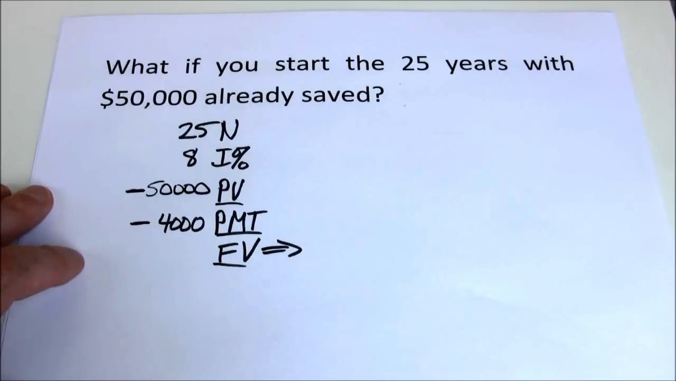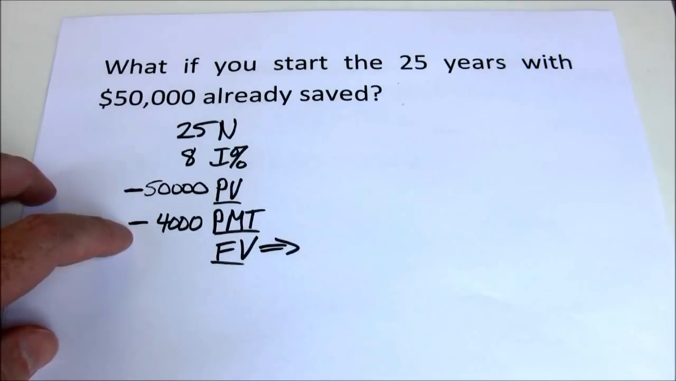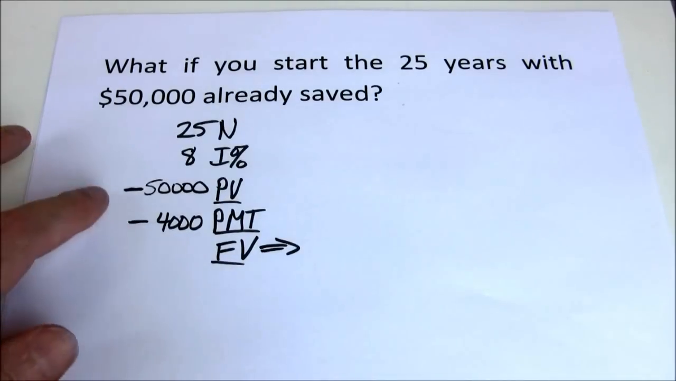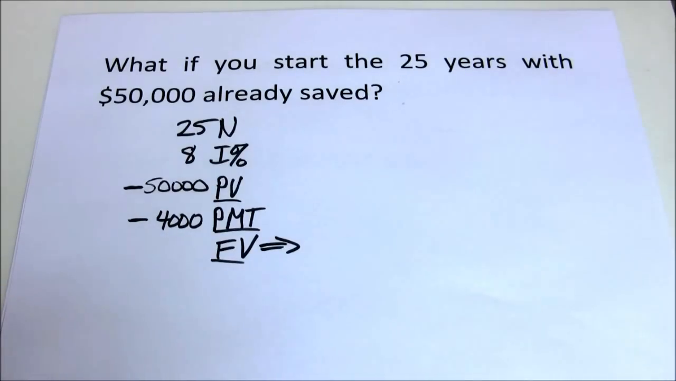But for this problem, let's go ahead and look at it from the perspective of the investor, make those both negative. Now the key here again, they both have to be the same sign. If one of these is positive and one is negative, you're going to get the wrong answer. Either both positive or both negative, because both cash flows are flowing in the same direction.